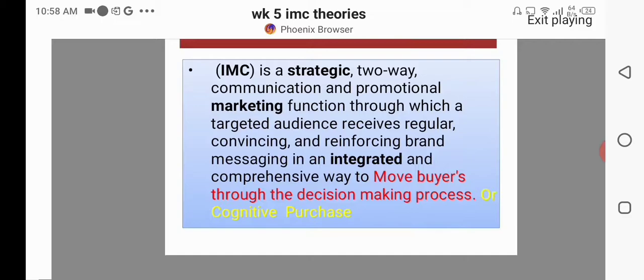So IMC, as we discussed, is the two-way communication and promotional marketing function through which a target audience receives regular, convincing and reinforcing brand messages in an integrated and comprehensive way to move the buyers through the decision-making process, a cognitive process. The consumer theories are basically the natural extraction of human behavior. They were extracted as humans were behaving.